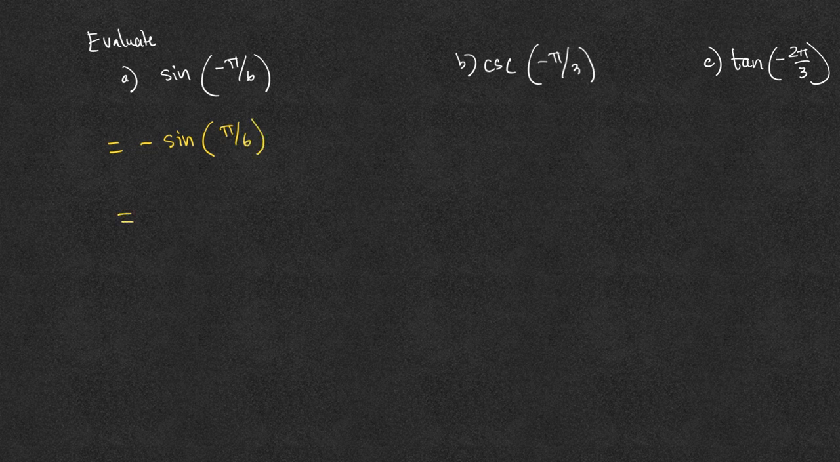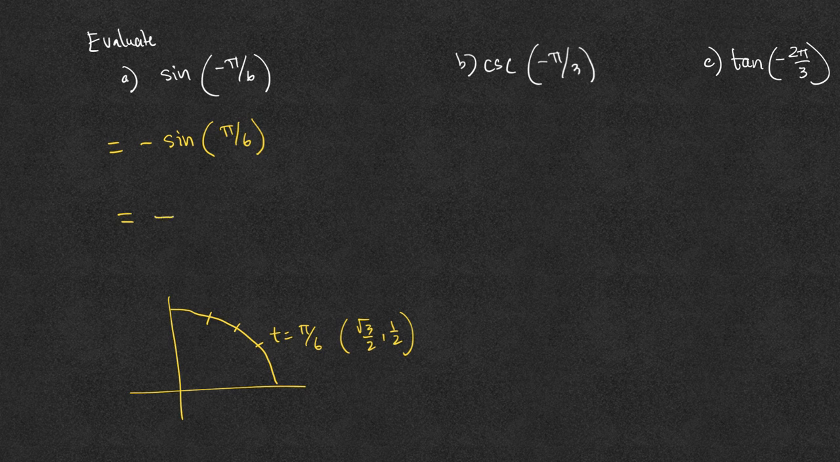And using our first quadrant with the special number from the unit circle, the point that associates with t equals pi over 6 is root 3 over 2 comma 1/2. But sine is the y-coordinate, and so the negative sine of pi over 6 is negative 1/2. And we are done.